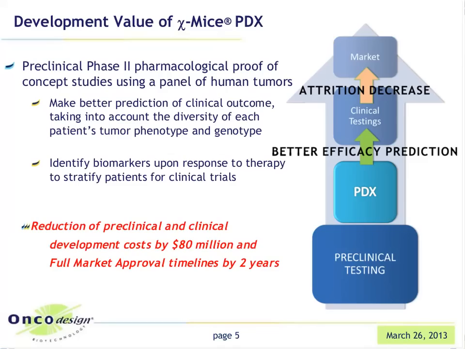And so by doing so, we will reduce the overall cost of clinical development, and our estimation is at least by 80 million. And of course, we will also reduce the timelines by at least 2 years to reach the full market. And the main goal is to decrease the attrition rate. As you all know, in cancer, the attrition rate is about 95% of all compounds. So if we can decrease this amount, it's a major issue to make new drugs on the market.